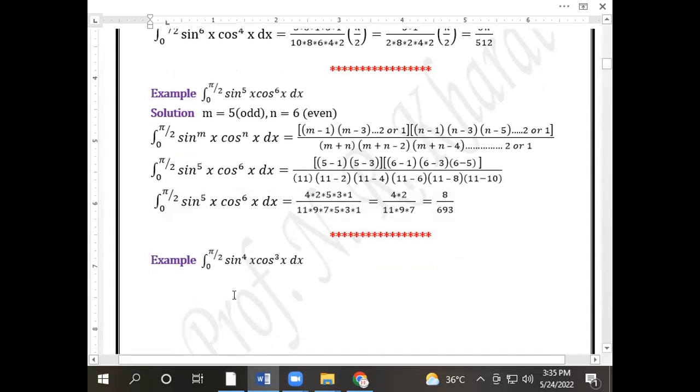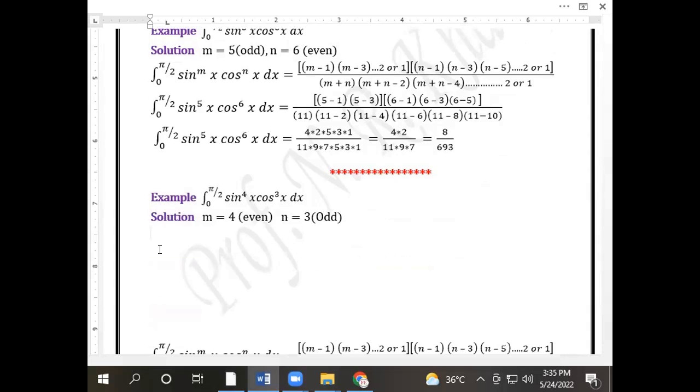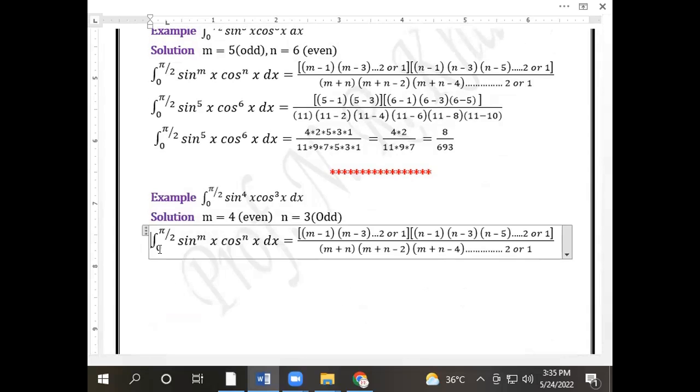In the second case, what do we change? We change the index of your sine and cosine. The index of your sine is even and the index of your cos is, suppose, odd. In a similar way, we have to find the solution, replacing m equal to 4, n equal to 3. In the standard reduction, we get the final solution. This is the reduction formula.